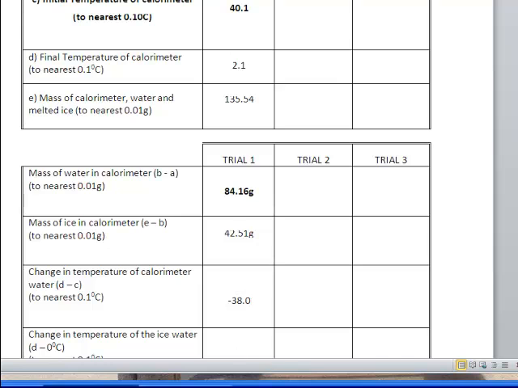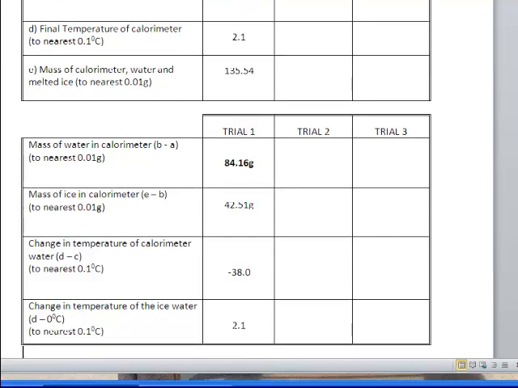Okay, then we need to find the change in temperature of the ice water. So that's the water that formed when the ice cube melted. Now we're assuming that the ice cube was at 0 degrees Celsius. So all we have to do here is take step D, which is 2.1, and subtract 0 degrees. So we get 2.1 degrees Celsius. Okay, so there's all your data and the first part of your calculations. So we're going to use the second table to continue on with our calculations.